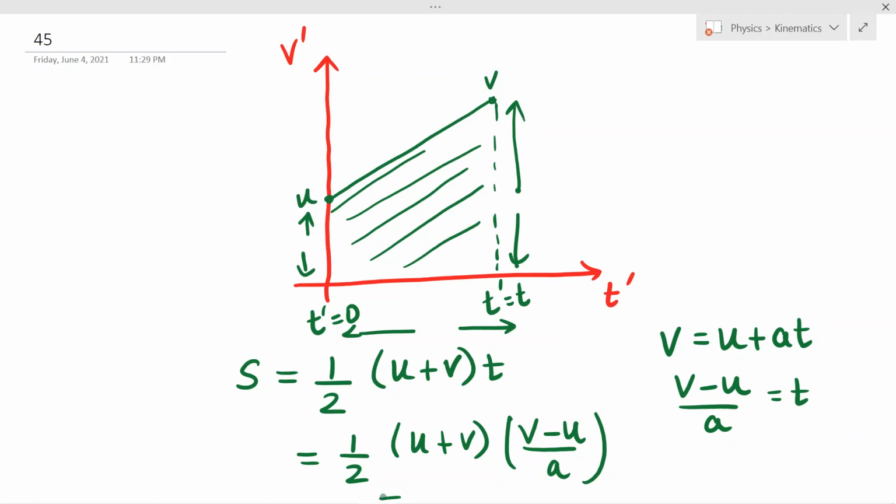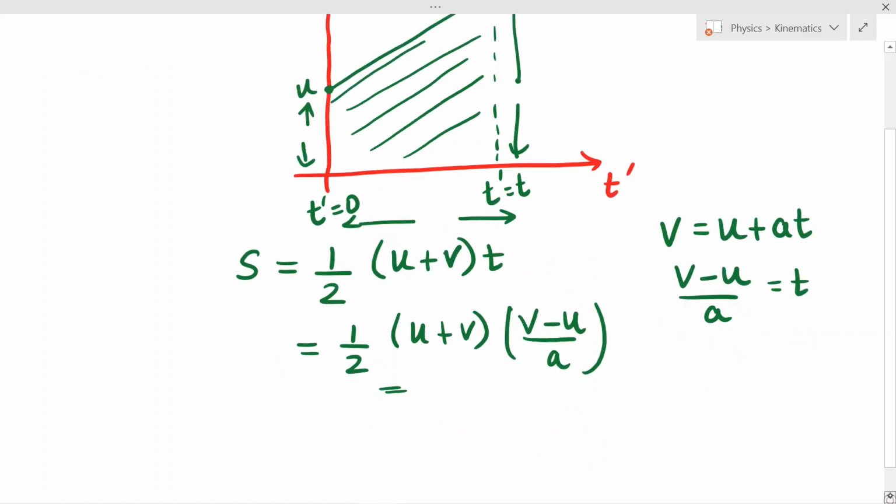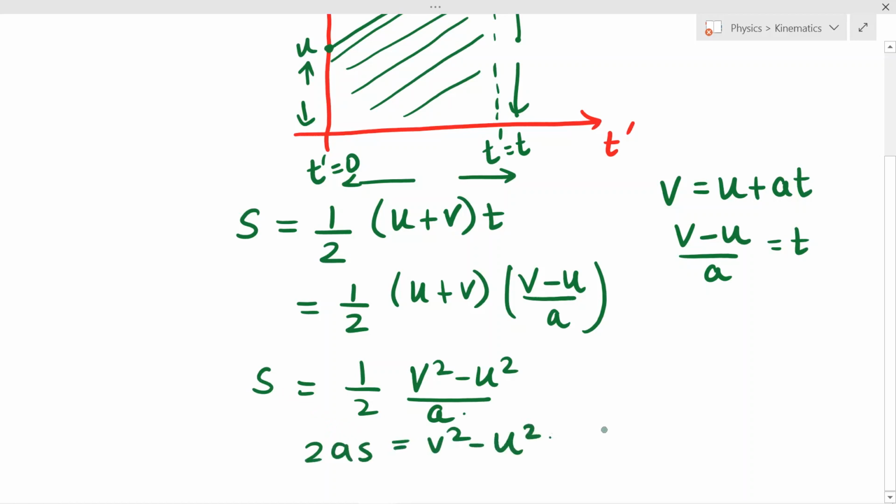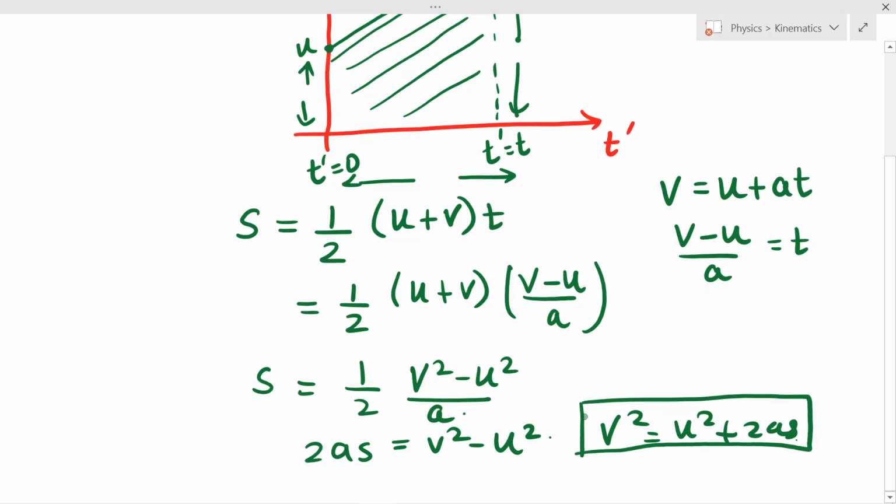Now again, this becomes half u plus v into v minus u, which will be v square minus u square, because a minus b into a plus b is a square minus b square, divided by a. So 2as is equal to v square minus u square, then v square becomes u square plus 2as. We have derived it graphically.